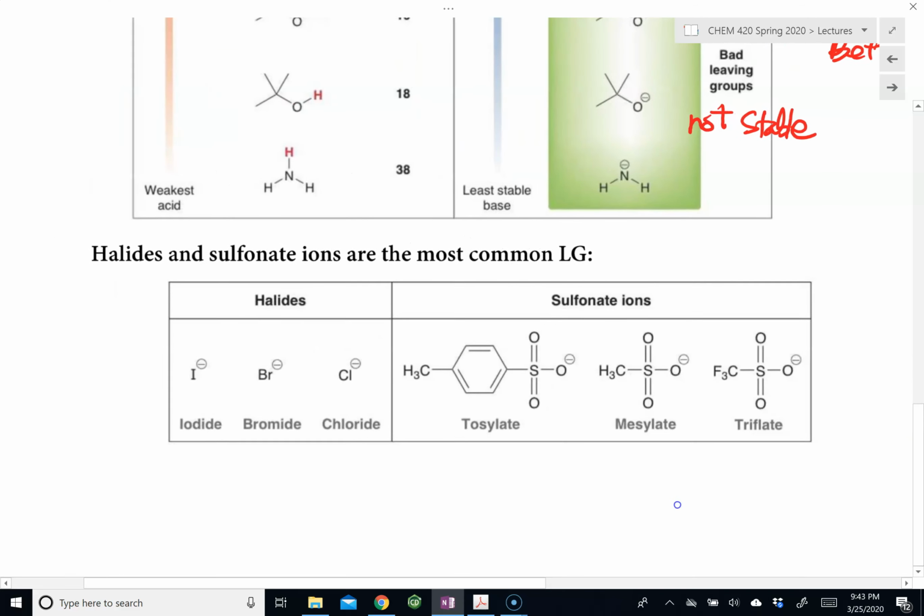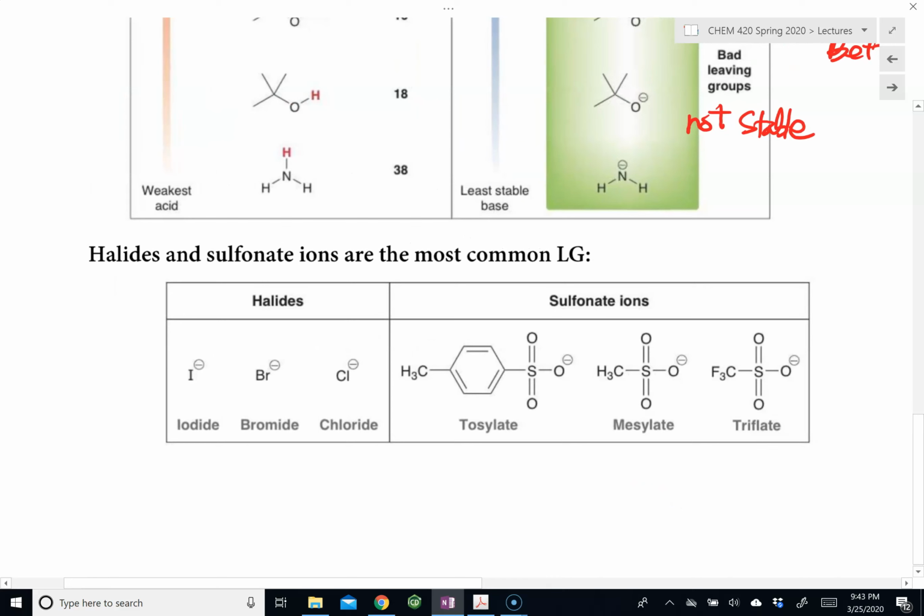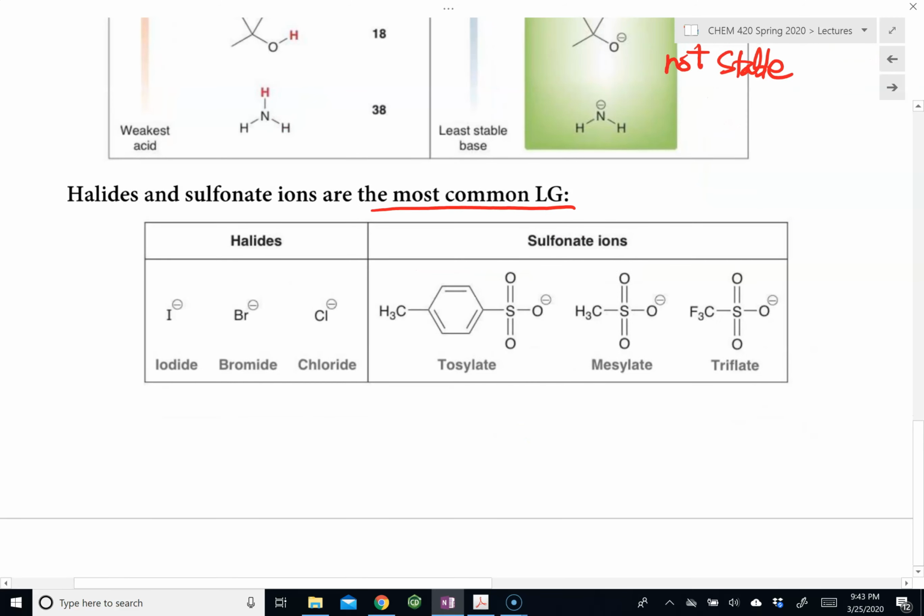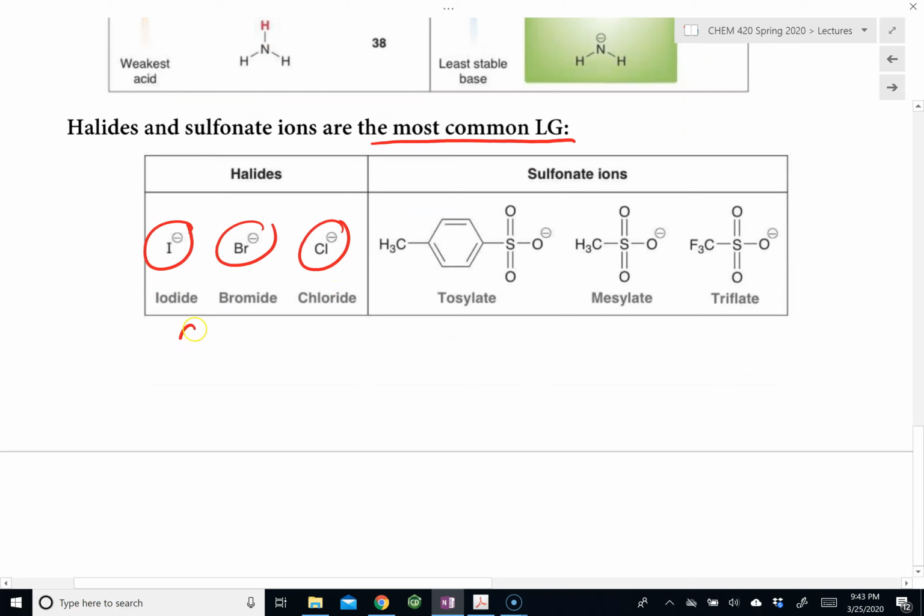So we observe that halides and the sulfonate ions are some of the most common good leaving groups out there, and the reason why is as follows. For halides, except for fluoride, iodide, bromide, and chloride are pretty stable, so therefore they are good leaving groups. And if we were to have sulfonate ions, for example, these are some of the sulfonate ions. This is called tosylate, and mesylate, and triflate. These are stabilized through resonance, so therefore they're good leaving groups as well. So this is a good LG because of resonance.